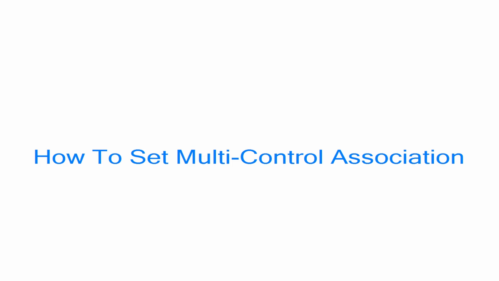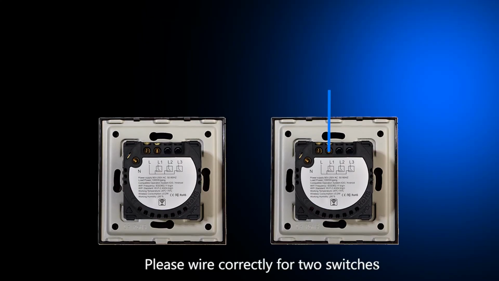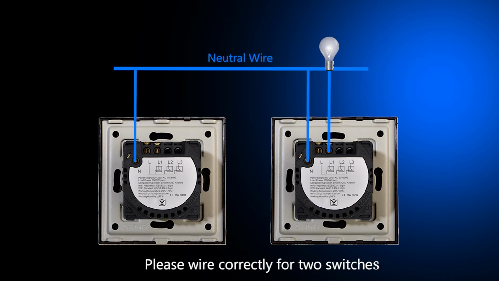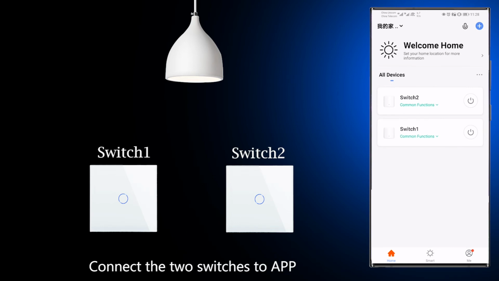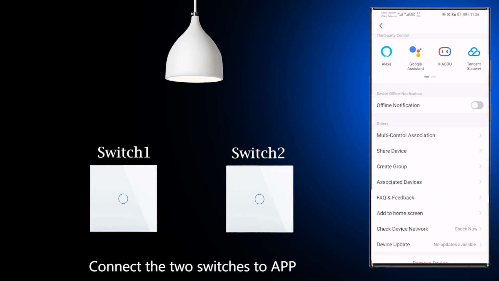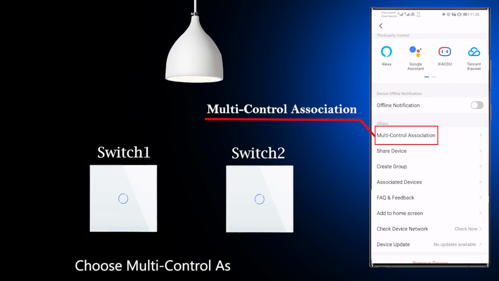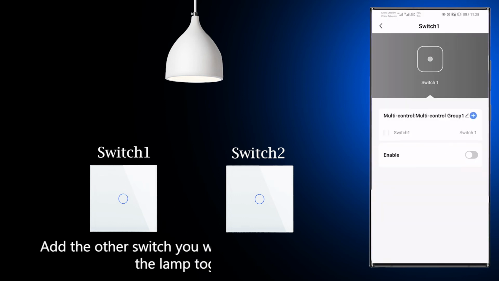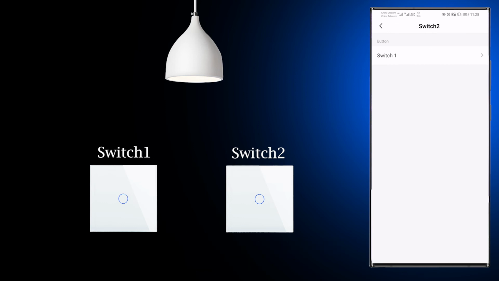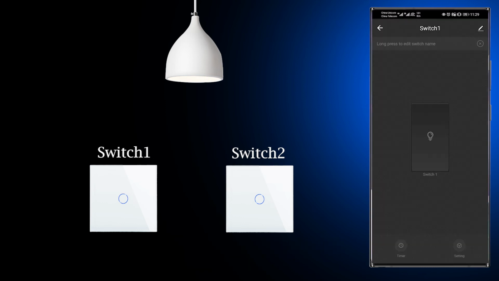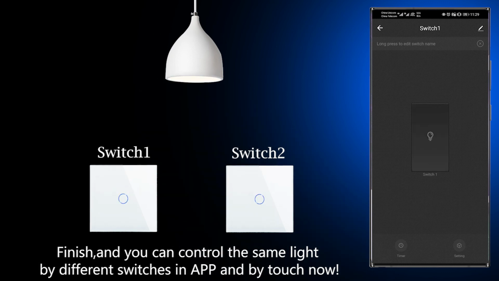How to set multi-control association. Please wire correctly for 2 switches. Choose multi-control association in the app. Add the other switch you want to multi-control the lamp together. Finish, and you can control the same light by different switches, in the app and by touch now.